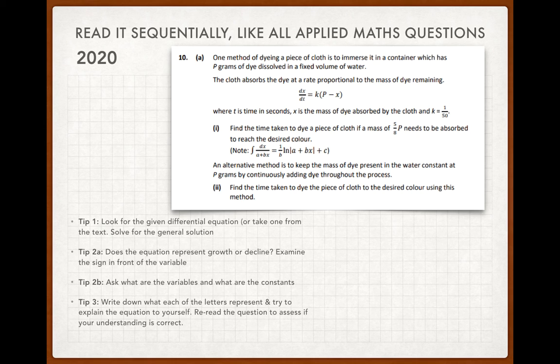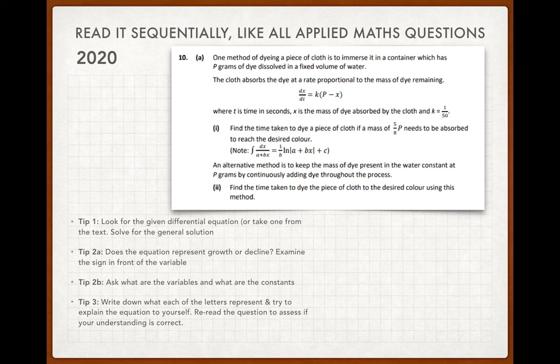Now we know from experience that when you solve things like this, you get a log function, and this will be a log function that decreases from a certain value downwards. Okay, so we basically have the first three tips done. The next thing we want to do is write down what each letter represents, and then try to come up with some sort of story.